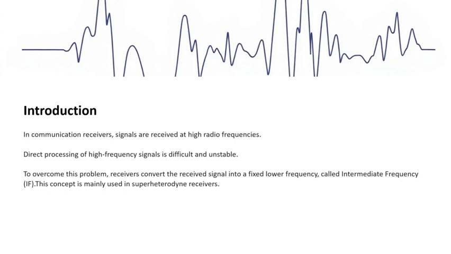In communication receivers, signals are received at very high radio frequencies. Now the problem is processing high frequency signals directly is very difficult and unstable. So to solve this problem, the receiver first converts the received signals into a fixed lower frequency, which we call the intermediate frequency or IF. This concept is mainly used in superheterodyne receivers, which are widely used in radios and televisions.